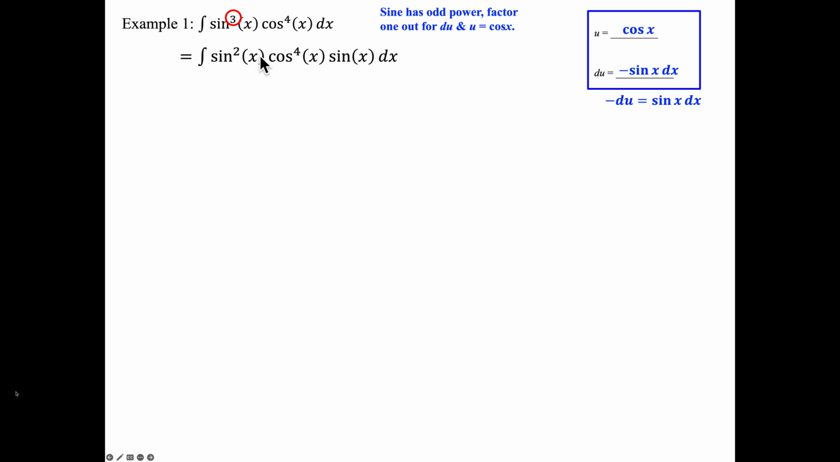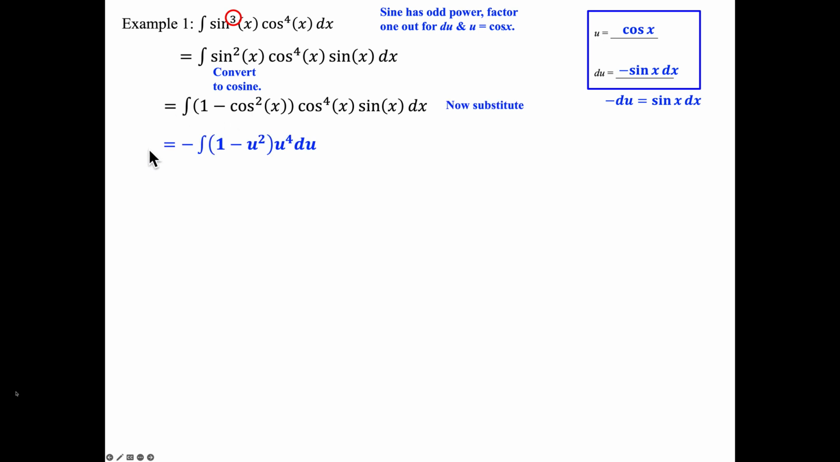I need to convert sine squared x into a Pythagorean identity, 1 minus cosine squared of x. That way now my cosine of x can all be u. So we'll put u here, and this will become my du as long as I put my negative out in front of my integral. So there's my substitution. We'll distribute the u to the fourth, and we'll integrate using our power rule.